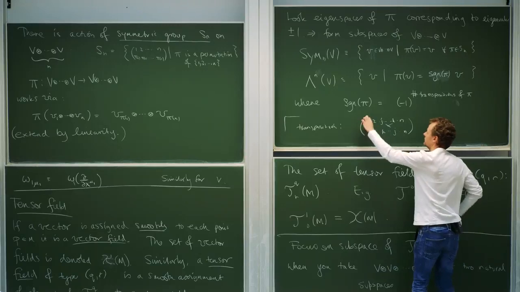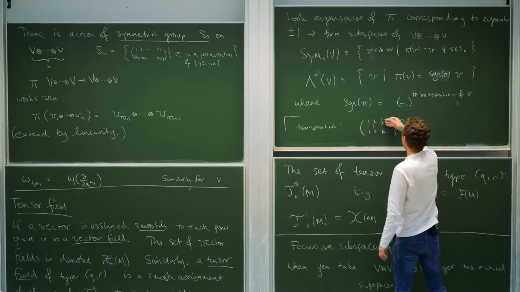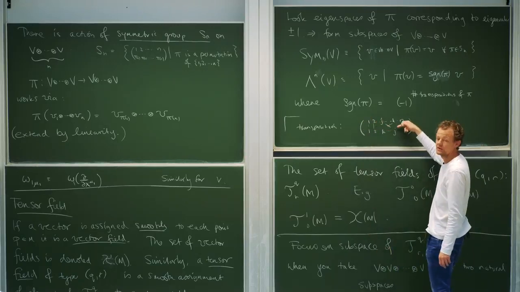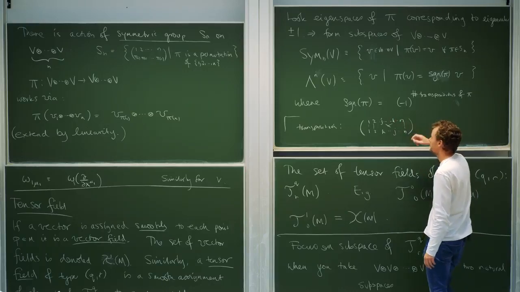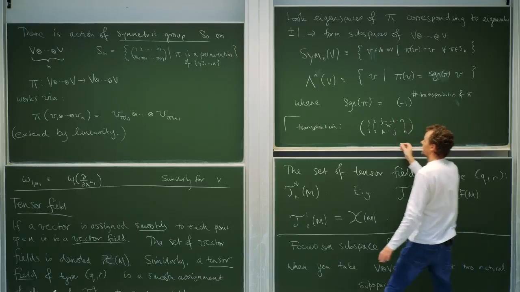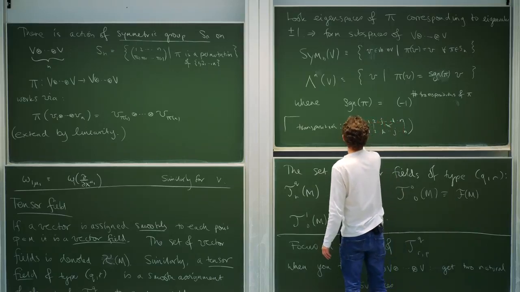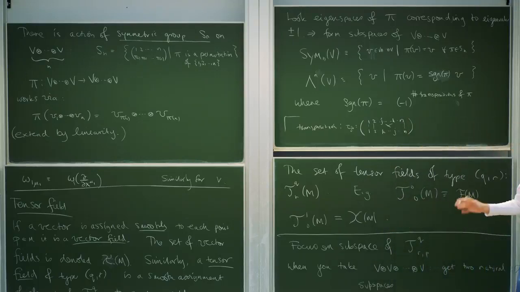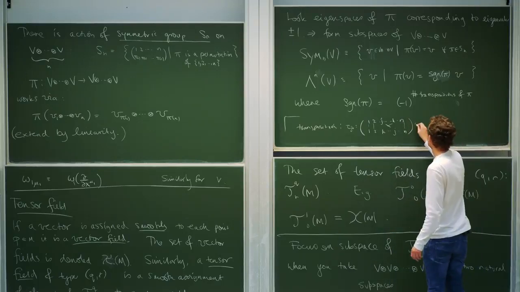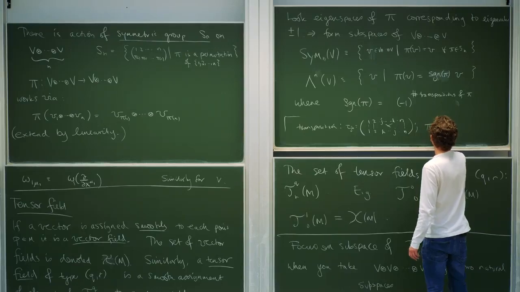A permutation which takes 1 to 1, 2 to 2, and so on, j to k and k to j, just swaps j and k, and then leaves the others alone. That's a transposition. We'll call that, today, tau jk. It turns out any element of the symmetric group can be written as a product of transpositions. So pi can always be written as a product of transpositions, tau j_l k_l.